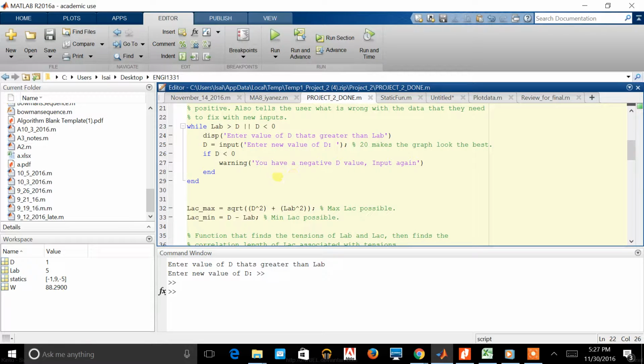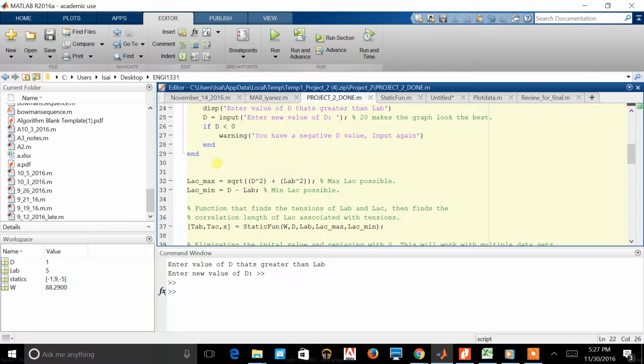So this takes us to our next 2 inputs in the function that I'll be getting to in a moment, LAC max and LAC min. In order to calculate the max, we take the square root of the larger value, D squared, plus the smaller value, LAB squared, and that's to get the max. To get the min of LAC, you take the larger value D and subtract it by the smaller value LAB.